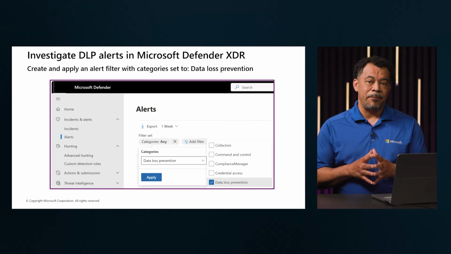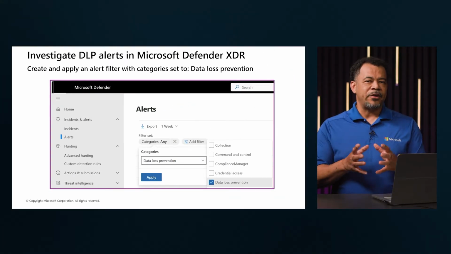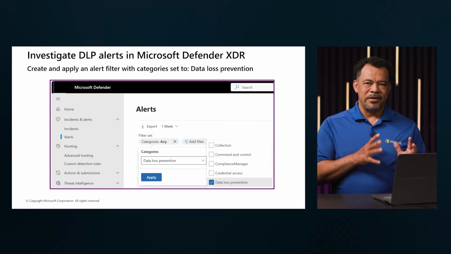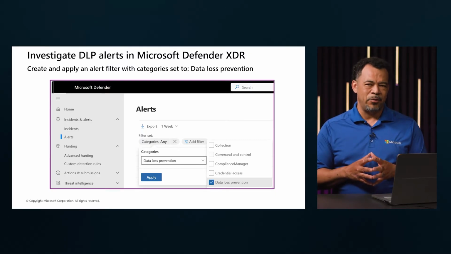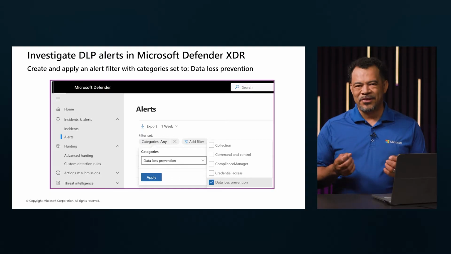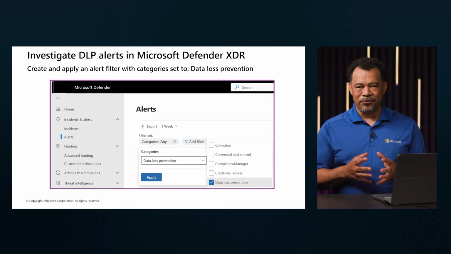Now, here you see an image from the Microsoft Defender portal. It's focused on the alerts section. On the left, there's a familiar navigation window with options like Home, Incidents and Alerts, Hunting, and others.